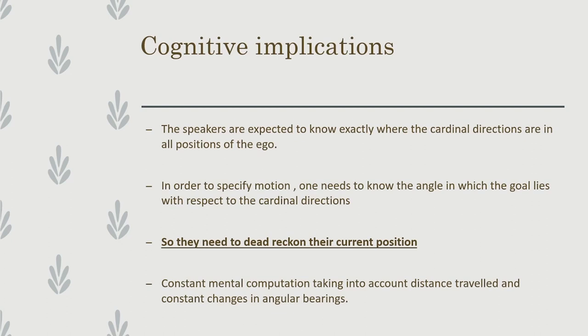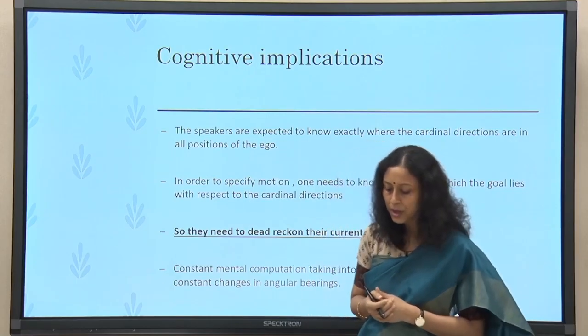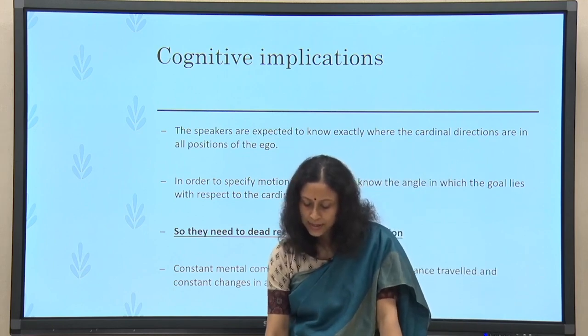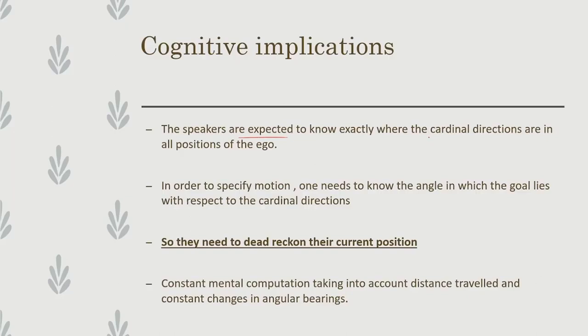And because of this difference, we can derive the understanding that there is a constant computation running in the mind of these people. Now, the implication is that they are expected to know the cardinal directions at all points, in all positions of the ego. In a relative frame of reference, remember, the front, back, left, right will change if the ego's position changes. But in this case, the ego may move around, but the coordinates remain the same. So, now the ego has to position himself with respect to the coordinate rather than the other way around.